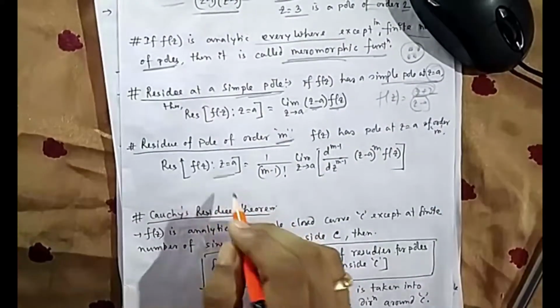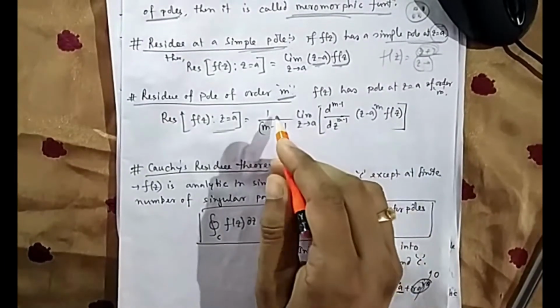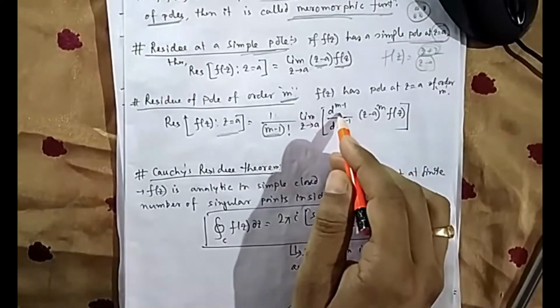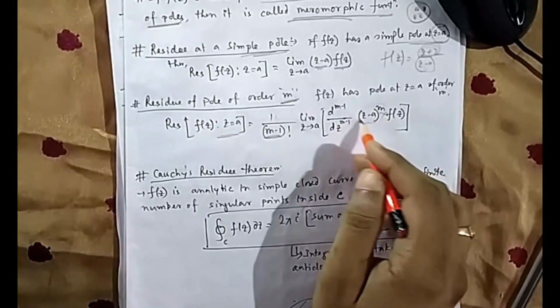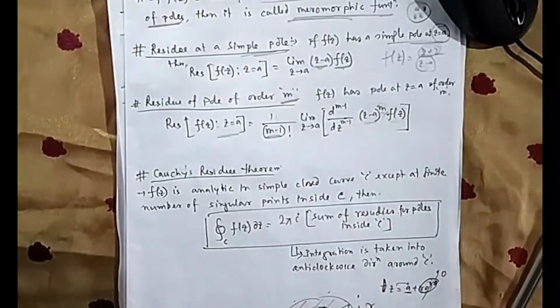Suppose it is a pole of order m, then what will be the residue? We will see all this in numericals, and numericals become very easy. So it is 1 by (m minus 1) factorial, limit z tends to a, of the derivative taken m minus 1 times. If you multiply with (z minus a) to the power m, that pole will get cancelled, and you will be left with this residue.